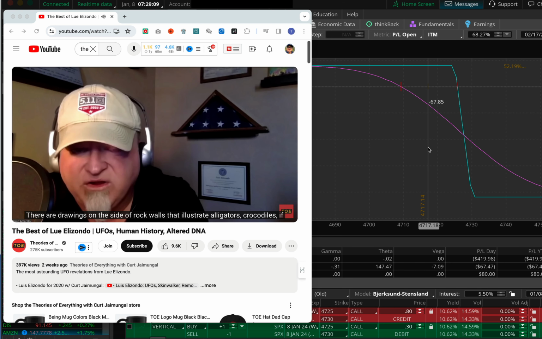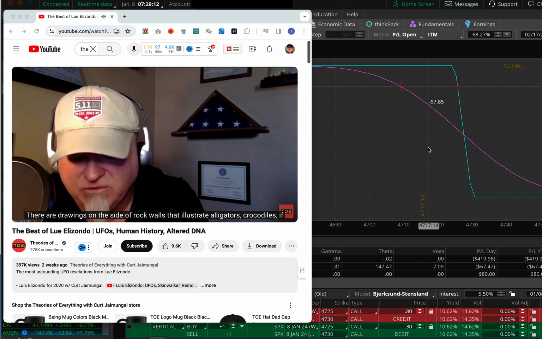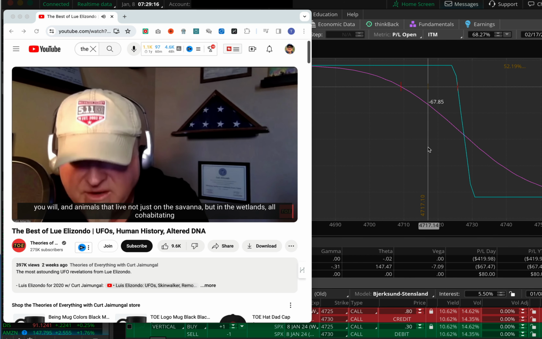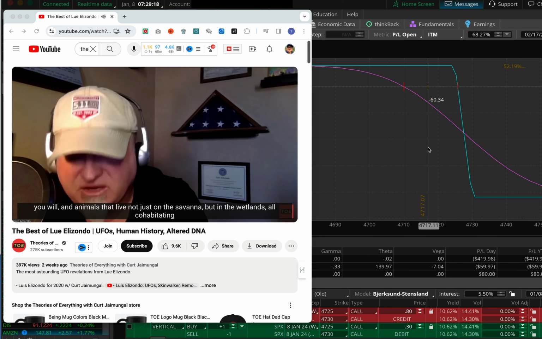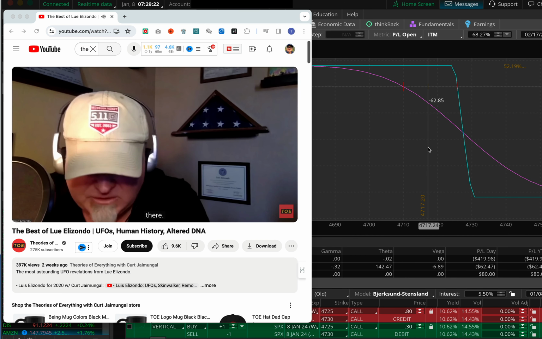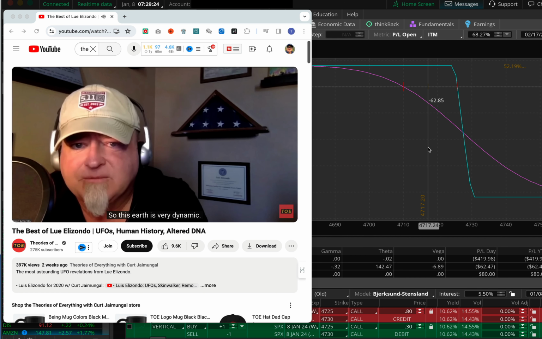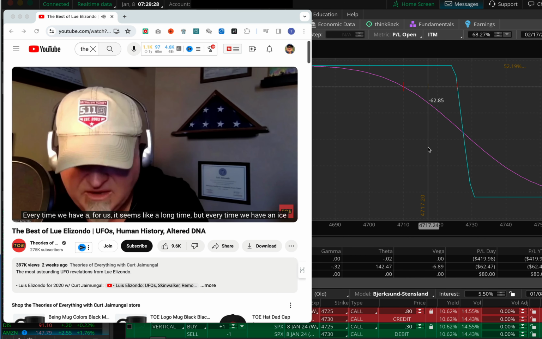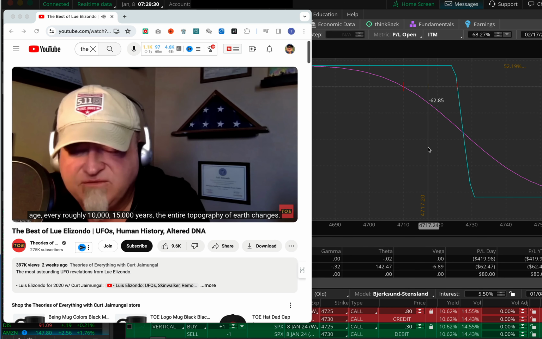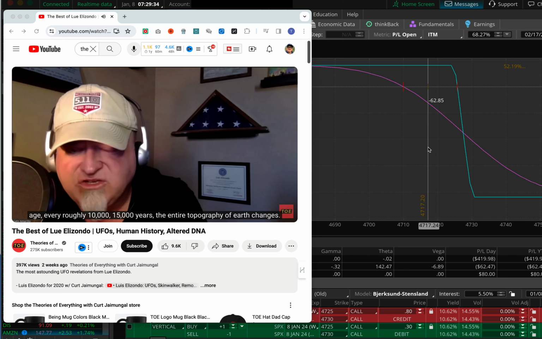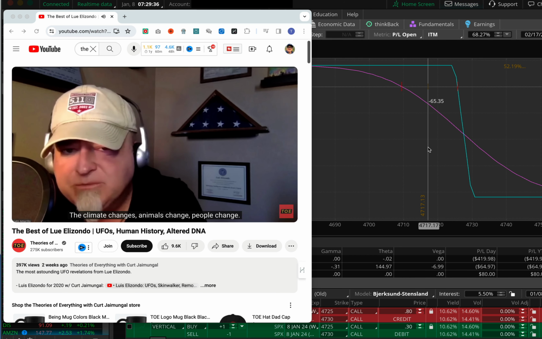There are drawings on the side of rock walls that illustrate alligators, crocodiles, if you will, and animals that live not just on the savanna, but in the wetlands, all cohabitating there. So this Earth is very dynamic. Every time we have an ice age, roughly every 10, 15,000 years, the entire topography of Earth changes, the climate changes, animals change, people change, right?